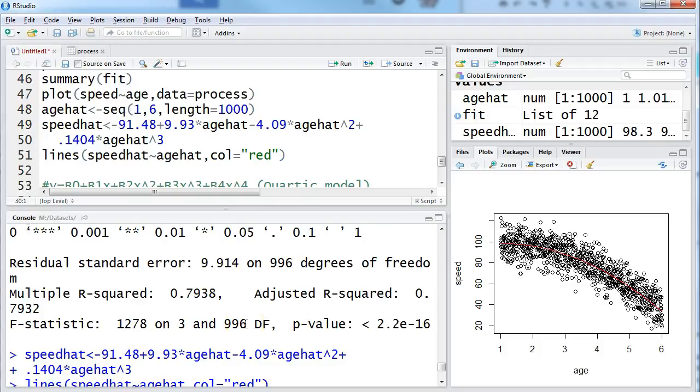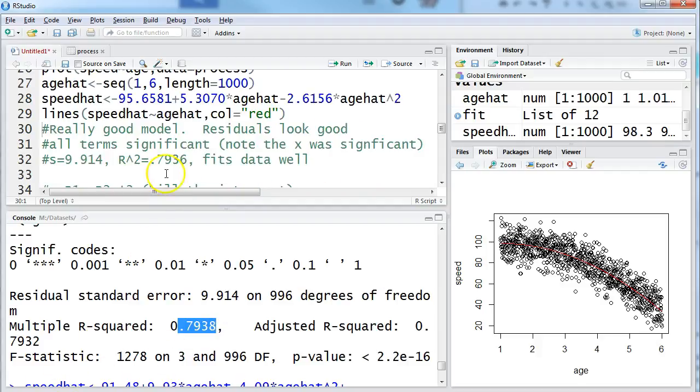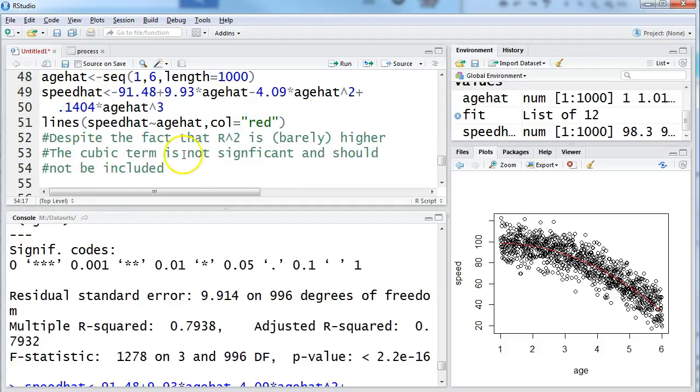But notice for this cubic model, our residual standard error is still just as good. Our R squared is 0.7938. And with the quadratic model, it was 0.7936. So R squared has gone up. It's not enough to be worth it, and that's why we don't look at R squared. So the fact that that cubic term had a p-value that was above 0.05 suggests we don't need a cubic in there, and that's not surprising if you look at the picture.